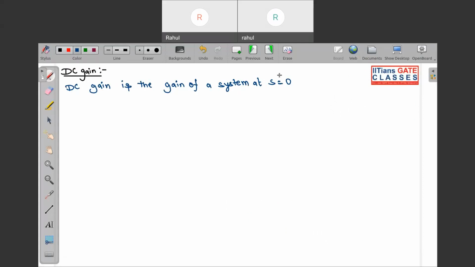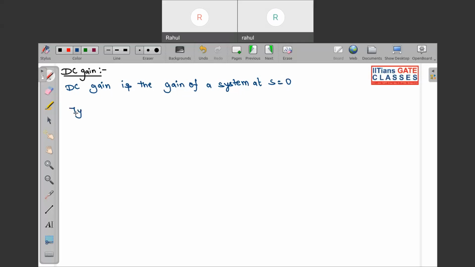Now s equal to 0 means that your frequency is 0. DC means 0 frequency, your DC signal. So basically we want to find the gain of a system when 0 frequency signals or DC signals are applied. So how do we find the DC gain of a system?